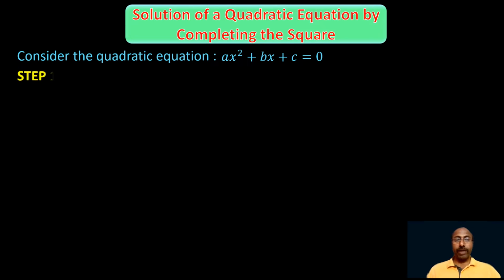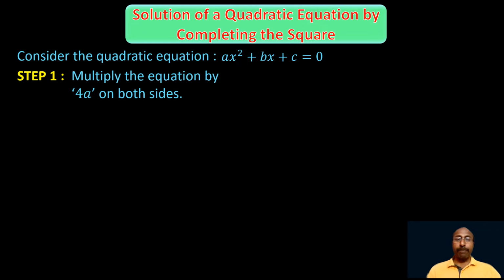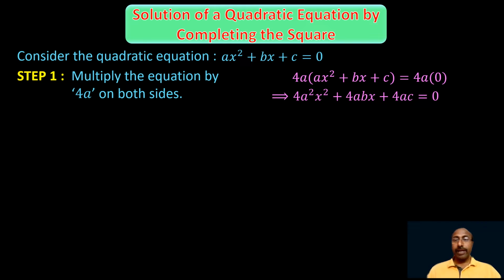In step 1, multiply the equation by 4a on both sides. That is 4a into ax square plus bx plus c is equal to 4a into 0. Now the equation can be written as 4a into a, that is 4a square x square, plus 4a into bx, 4abx, plus 4a into c, 4ac, is equal to, on the right side, 4a into 0, 0.